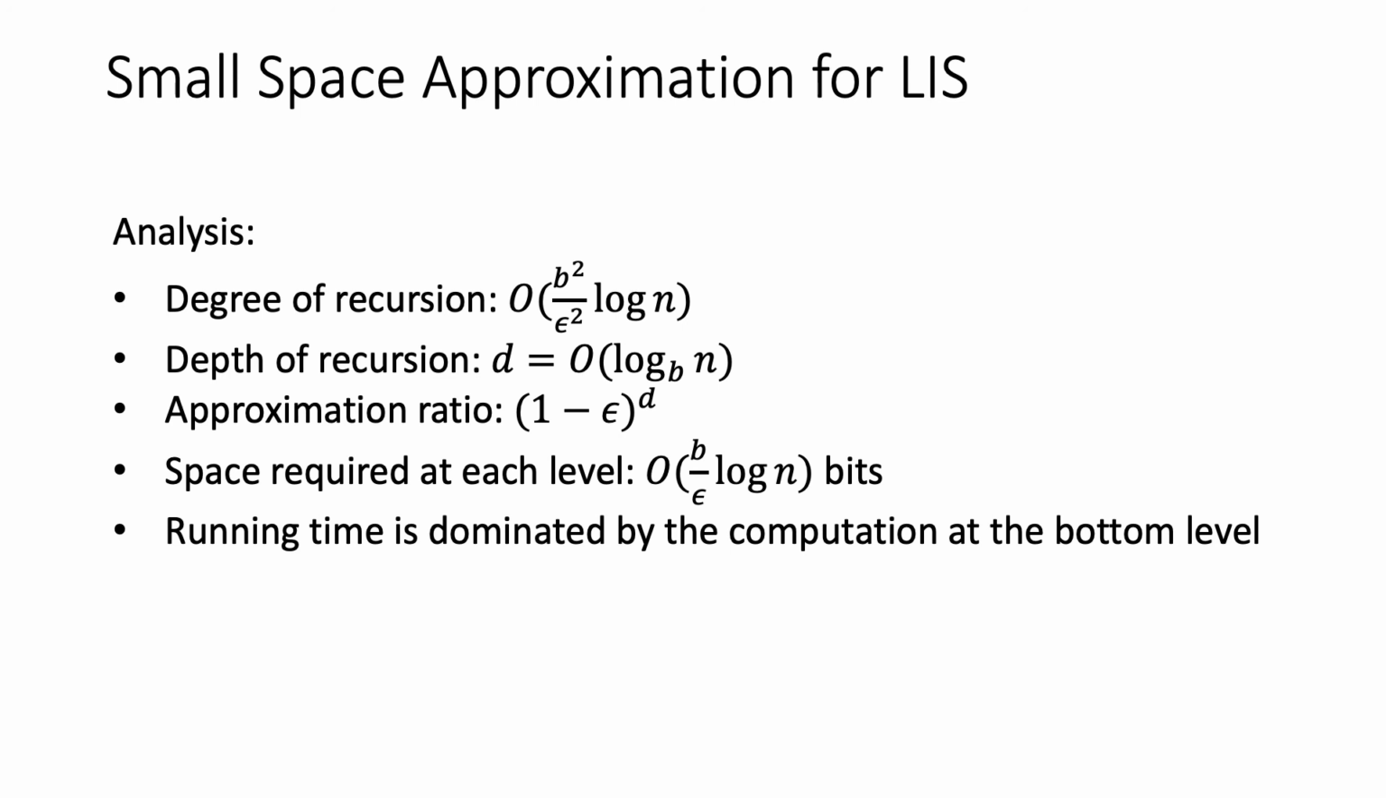The degree of recursion is bounded by b squared over epsilon squared times log n, and the depth of recursion is at most log n with base b. We can get an approximation ratio of 1 minus epsilon to this power, and the space required at each level is bounded by b over epsilon times log n bits. The running time is dominated by the computation at the bottom level.